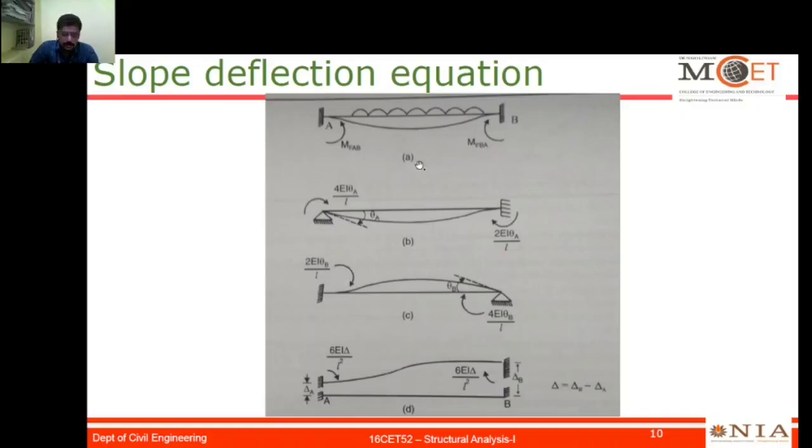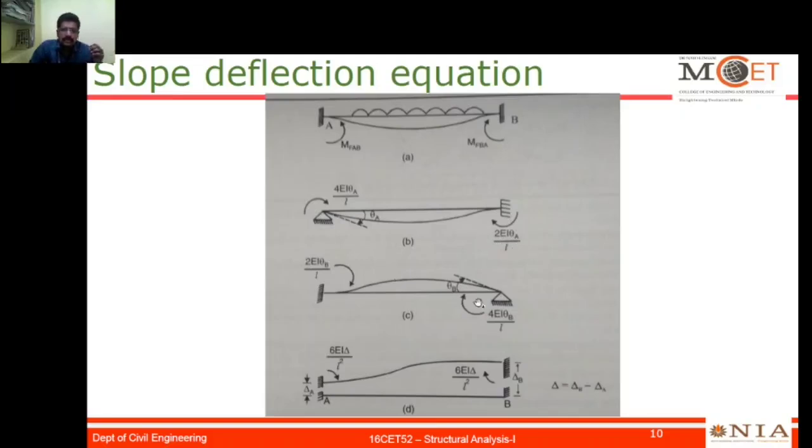Next, if the member has a rotation, that is, if a member is allowed to rotate, then we will have a moment with the value 4EI theta A by L. So at the joint where the rotation is allowed, we will have 4EI theta A by L. This rotation will have an impact on the other joint, that is, half of the impact will be there, that is 2EI theta A by L.